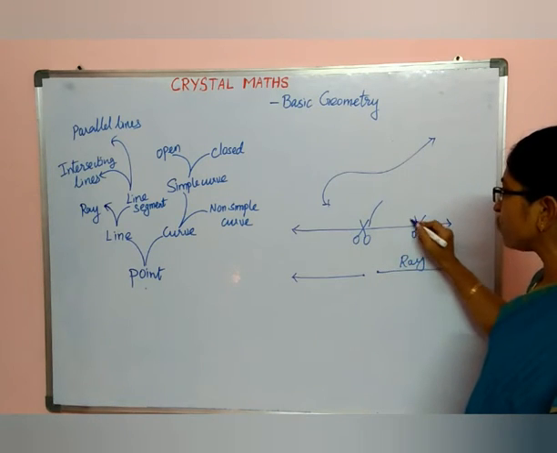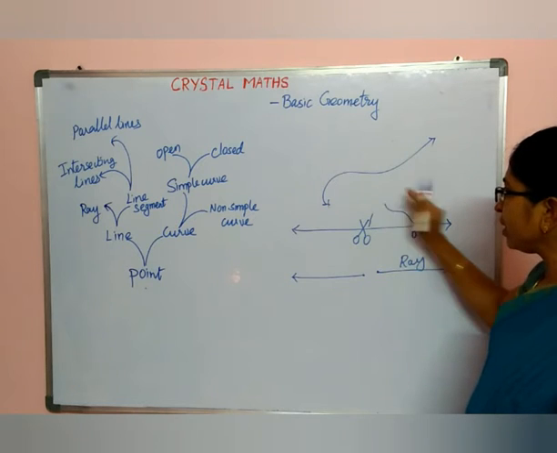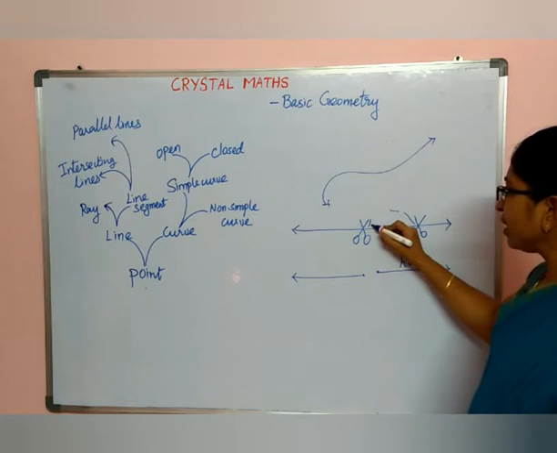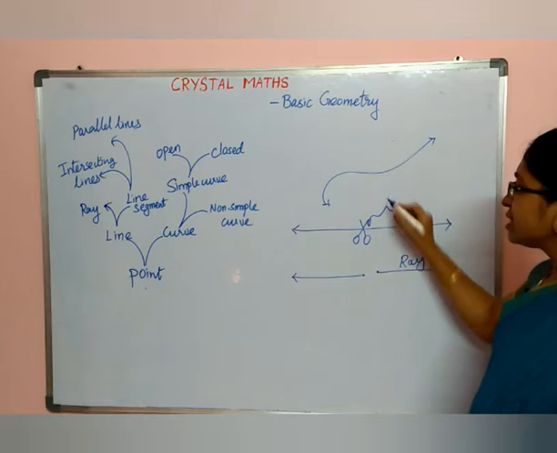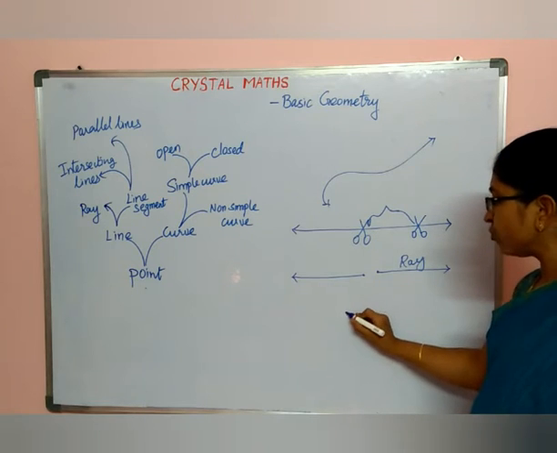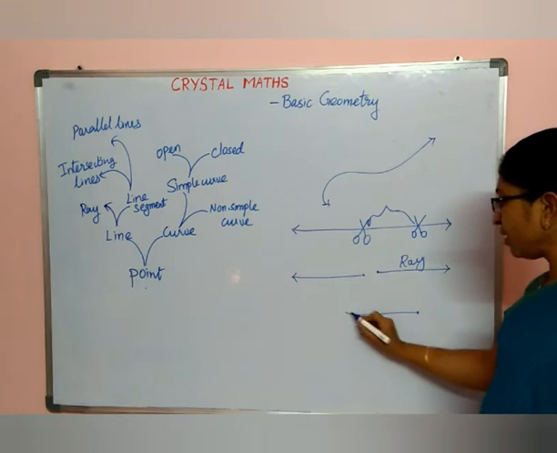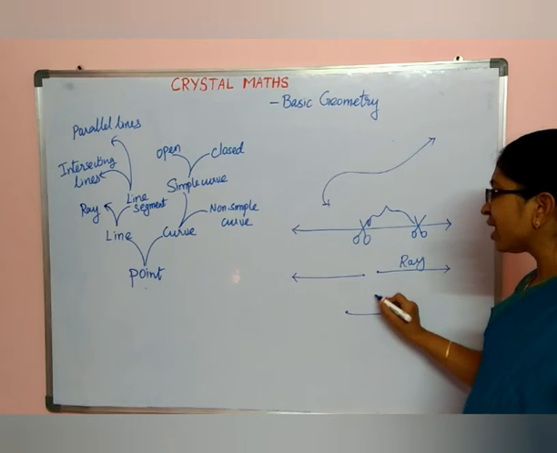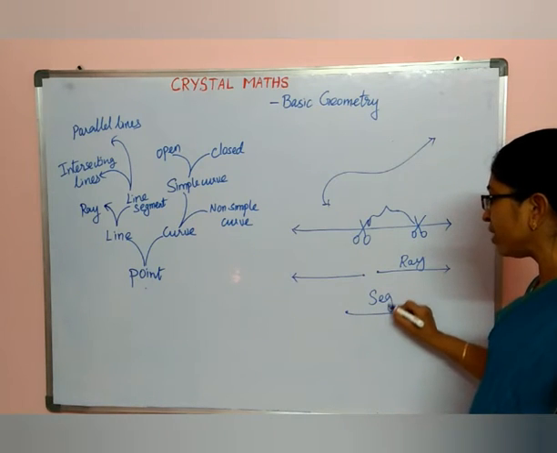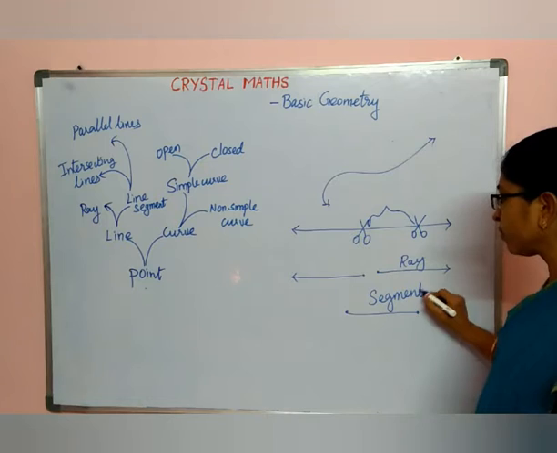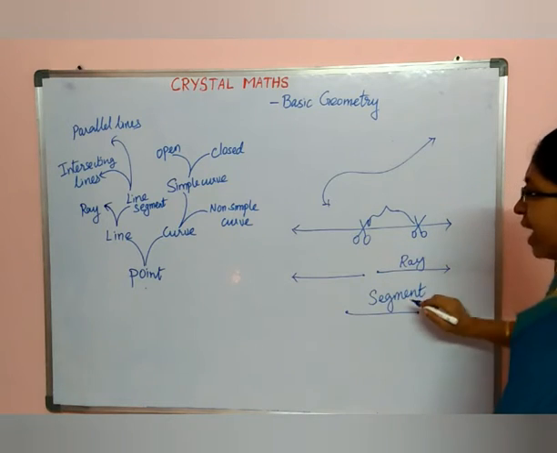The same thing, if I cut in two places, and I take only this portion, only this portion if I consider, this is called a segment. If I consider that portion alone, I will get it like this. It's called a line segment. So, this is called a line segment.